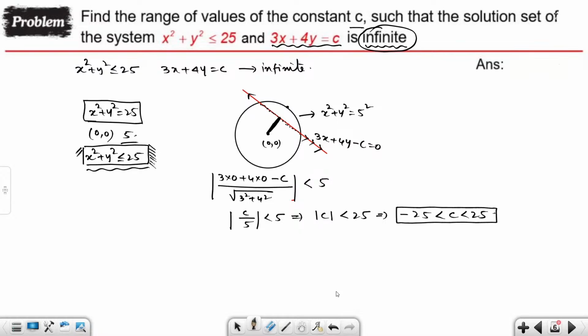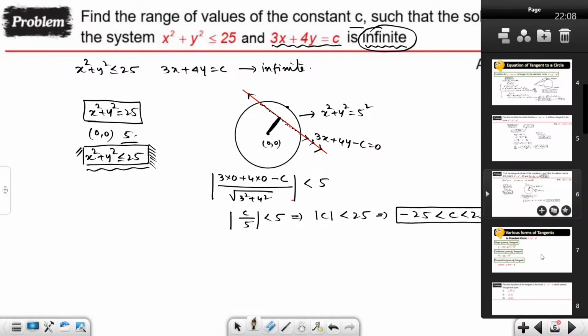Can you explain this once more? Okay, so the range of C here is nothing but from minus 25 to 25. That's it.